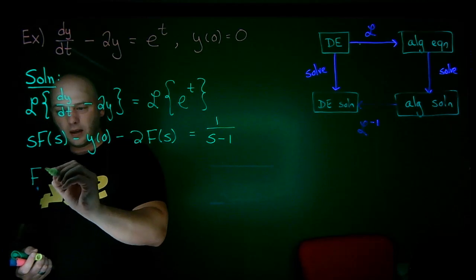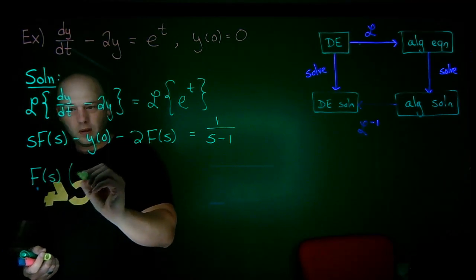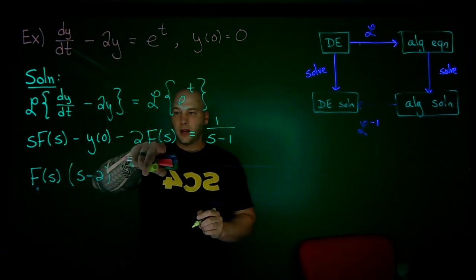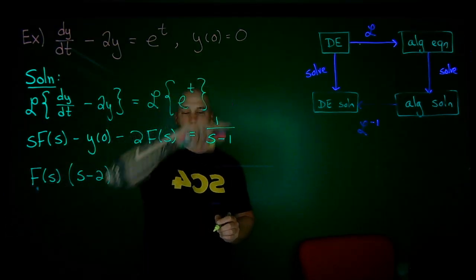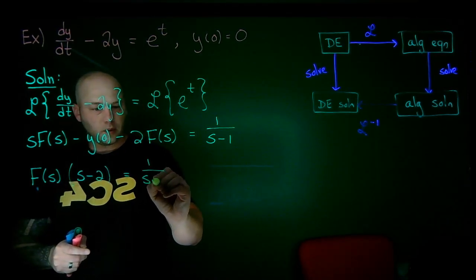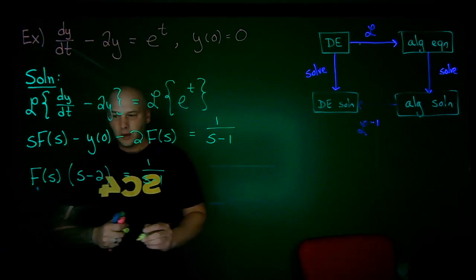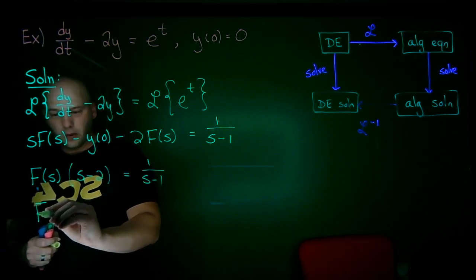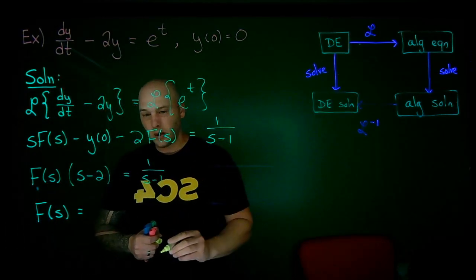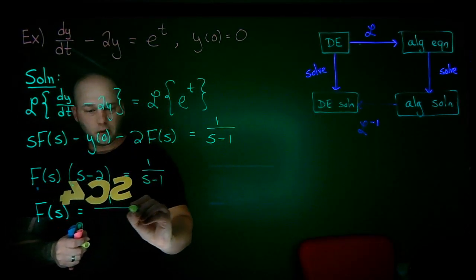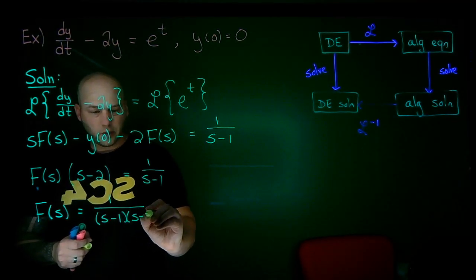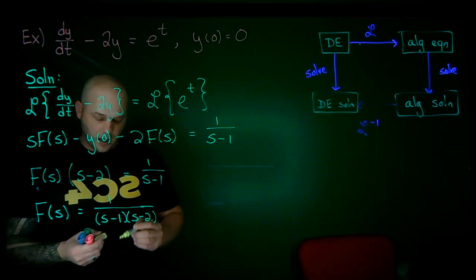So let's go ahead and factor F of s and s minus 2. So I factored out s and then negative 2, and then y of 0 we said was 0, and this is equal to 1 over s minus 1. Therefore, the transform of the function, giving me the algebraic solution to the algebraic equation, is 1 over s minus 1 times s minus 2.